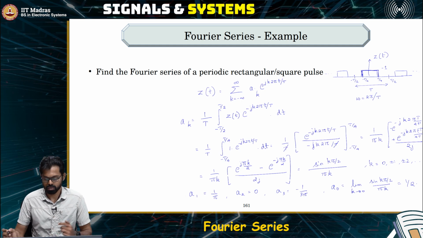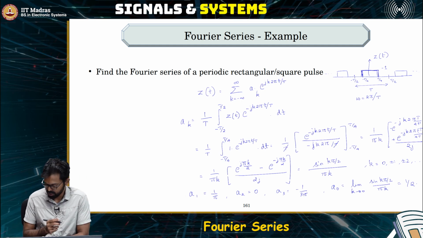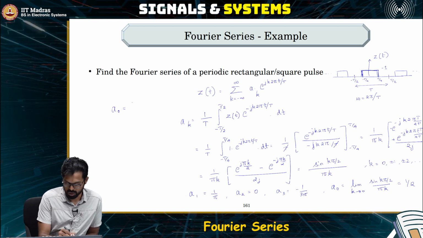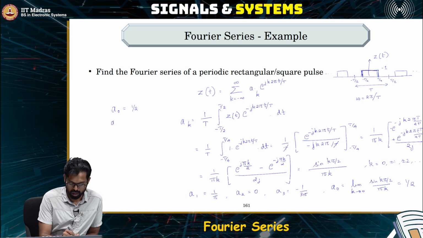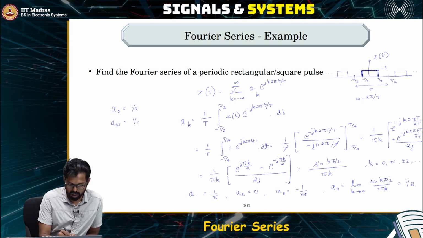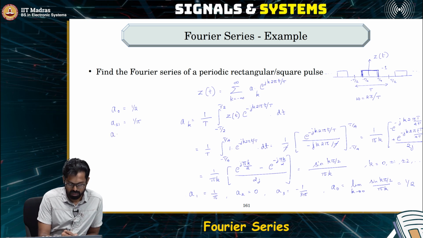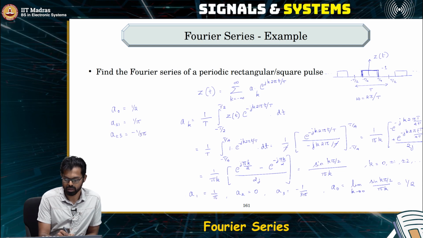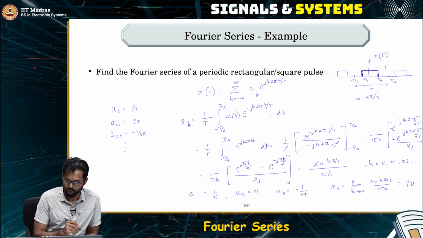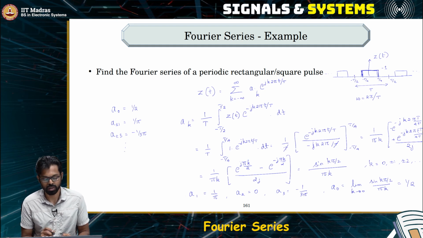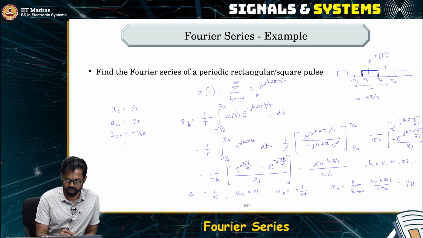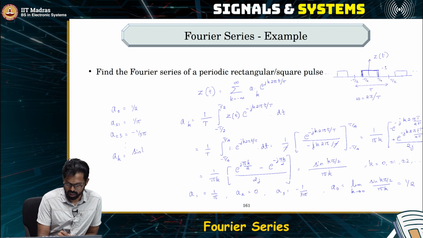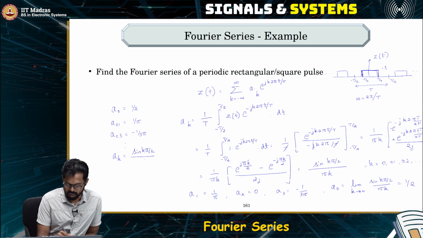So effectively we have found the Fourier series coefficients. a0 is equal to half, a plus or minus 1 is 1 by pi, a plus or minus 3 is minus 1 by 3 pi, and so on. All the even values are 0 here. Only odd values exist, and we can say that in general a_k is given by sine k pi by 2 divided by pi k.